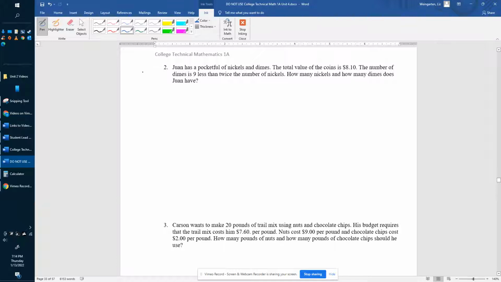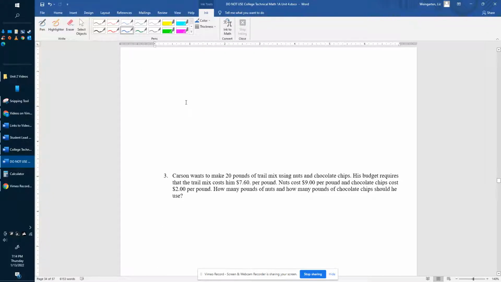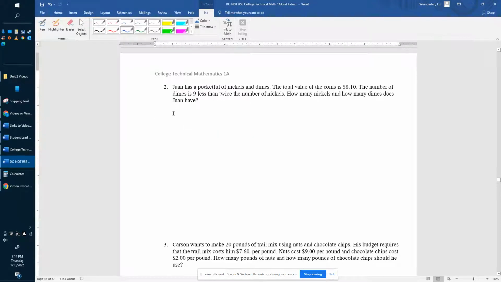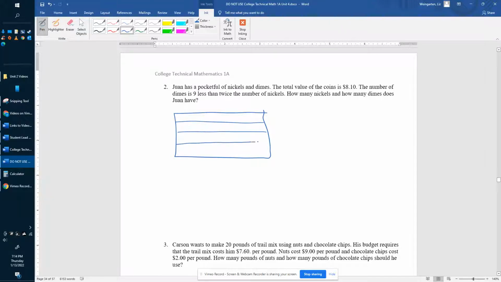All right, Juan has a pocket full of nickels and dimes. The total value of the coins is $8.10. So, let's start with our box. I don't think this box is going to be big enough, so I'm going to make it a little bigger.